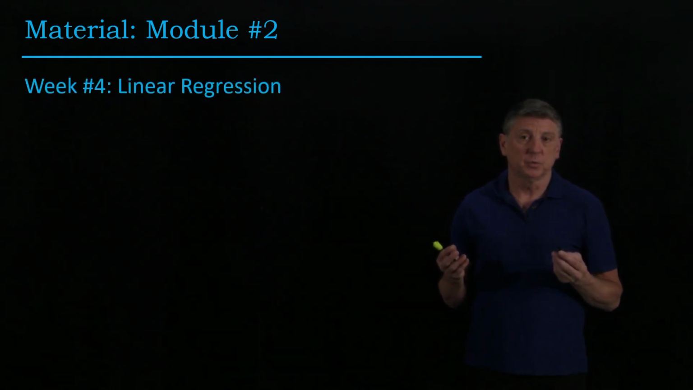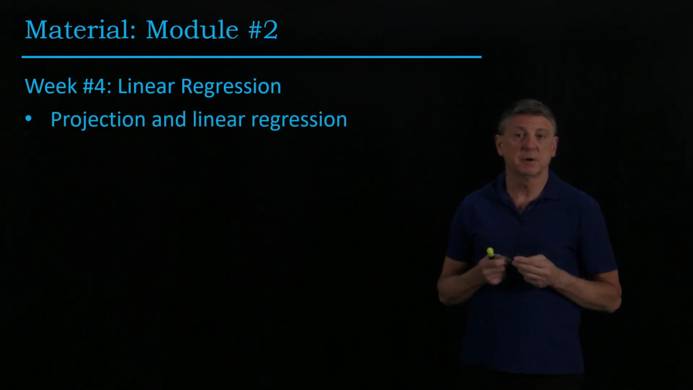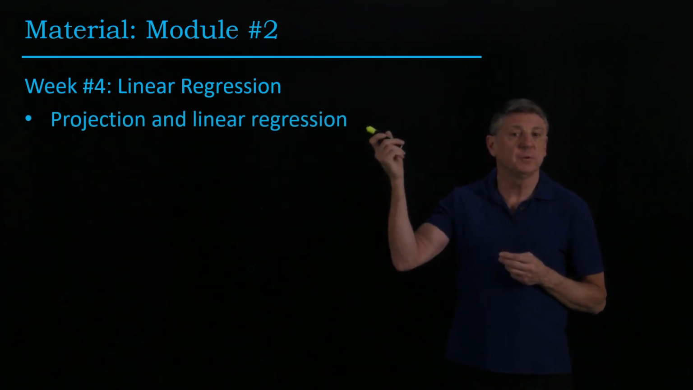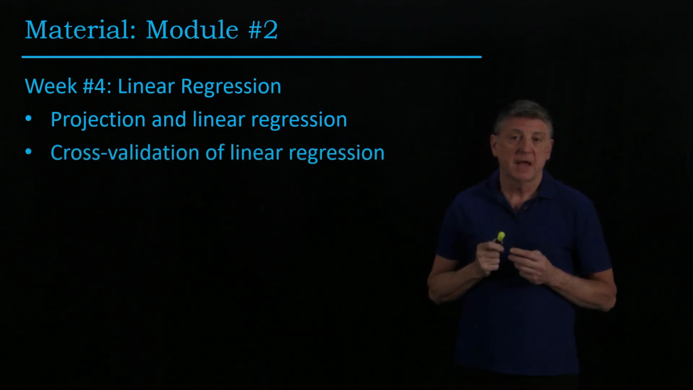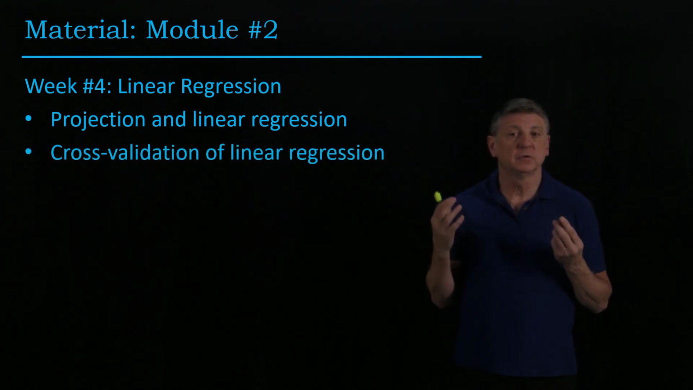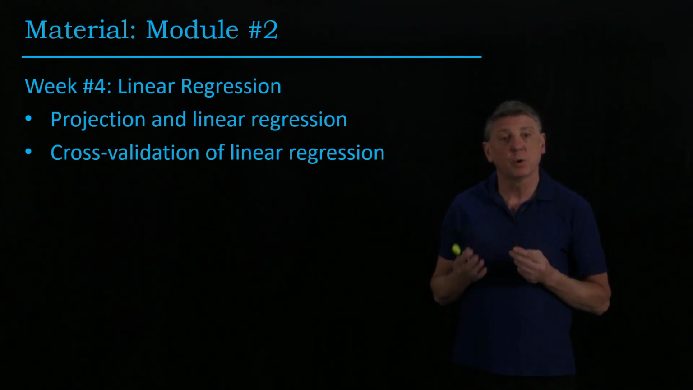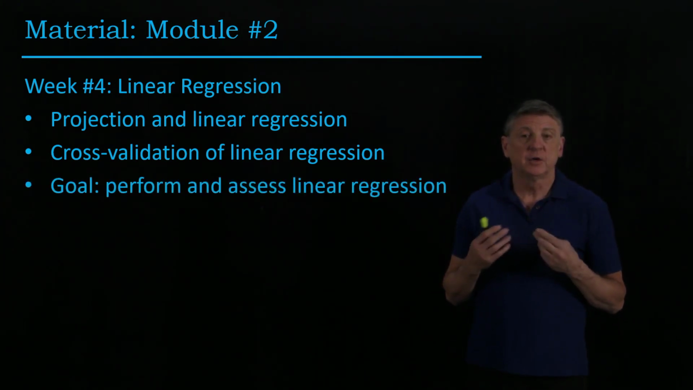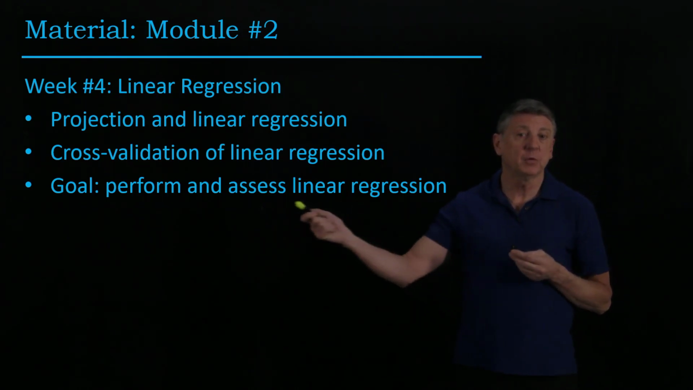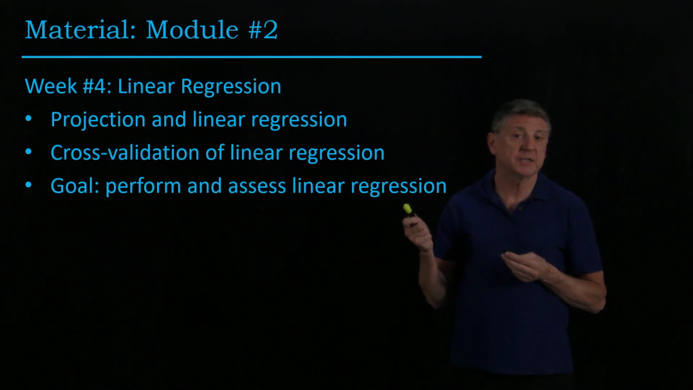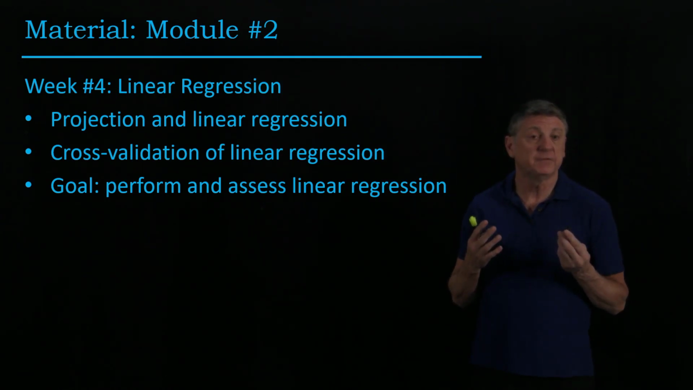In the second module, we'll begin doing linear regression. You probably already know something about linear regression. We're going to view it as a problem of projecting a vector into a vector space. And we'll explore how we can look at cross-validation of linear regression, which is one way to assess the quality of a linear regression. The goal in this is you probably already know how to perform it, and now we're going to learn how to assess linear regression using some concepts that you can continue using if you go to graduate school and beyond.